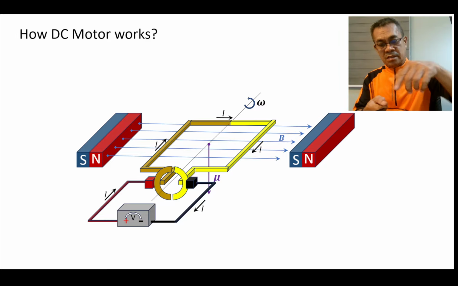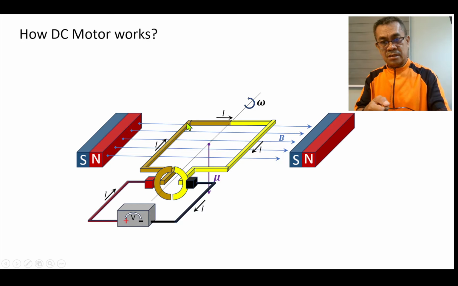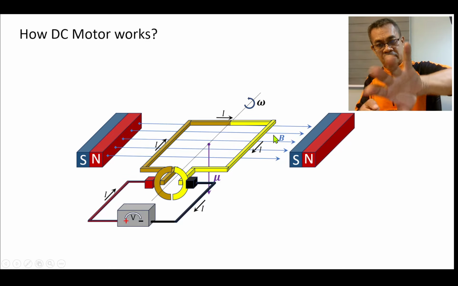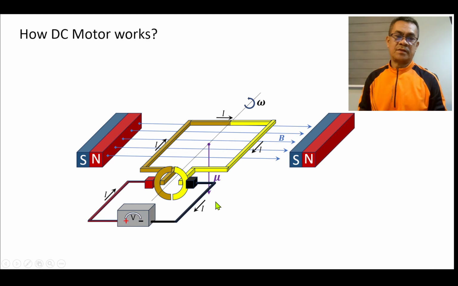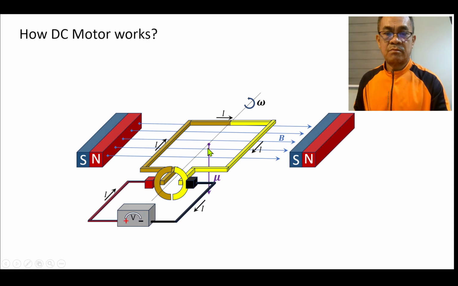Why downward? Because the current is in this direction. If you let your curl turn in the direction of the current, and then stretch your thumb, mu will be downward. So it provides the dipole moment.